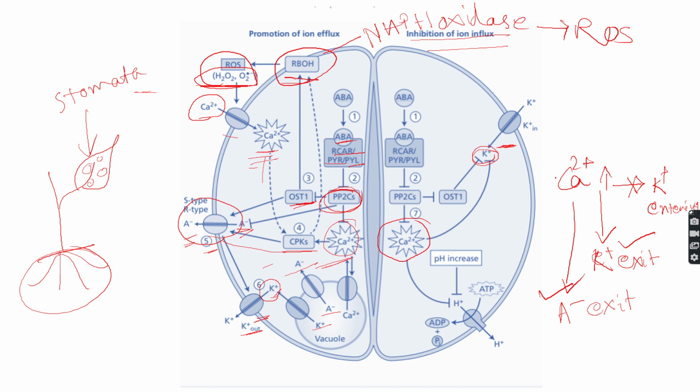So what is happening? All potassium is out, anion is out, only calcium is in. This is how the calcium concentration is increasing in the cytosol of the guard cell, and that is because of this ABA. The root cause is the ABA. So this is how stomatal closing is processed.